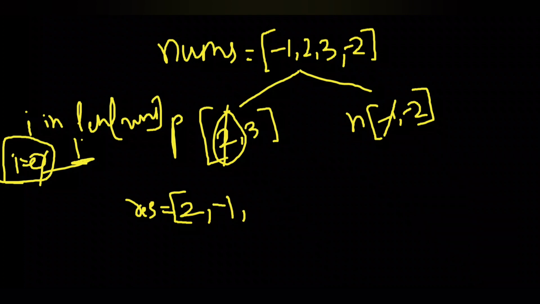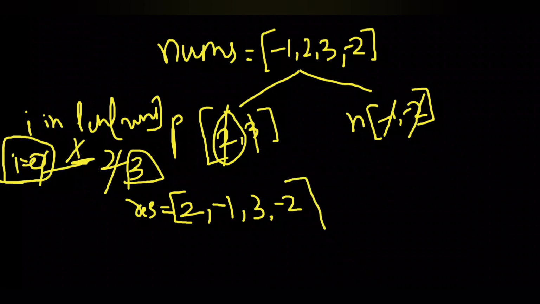Likewise, we do it for i equals 2. We pop out the next integer from the positive array and append it. For i equals 3, we see that it is odd, so we pop out the negative number from the negative integers array and append it to result. The approach states that we are placing the positive integers at the even indices and negative integers at the odd indices. So this is the brute force approach.